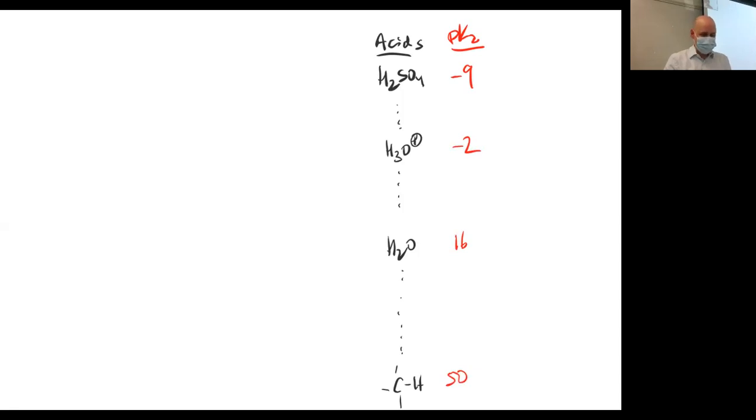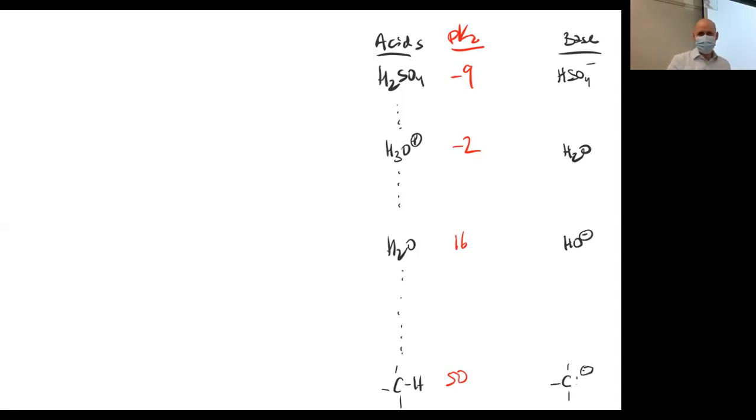I beat this into the ground on Friday, that we want to consider not just the acid, but what it becomes after it acts like an acid. It'll always turn into the conjugate base. An acid always loses a hydrogen. This one would become HSO4 minus. H3O plus, if it lost a hydrogen, would become what? H2O, right? And H2O, if it lost a hydrogen, would become what? OH minus. And if a CH lost a hydrogen, it would become a C minus, which is incredibly unstable.